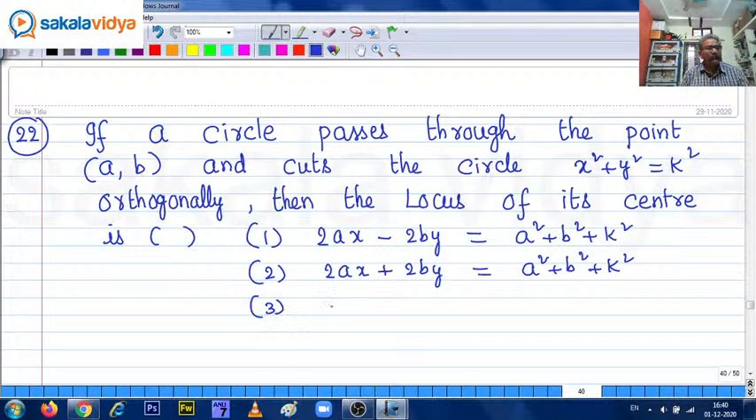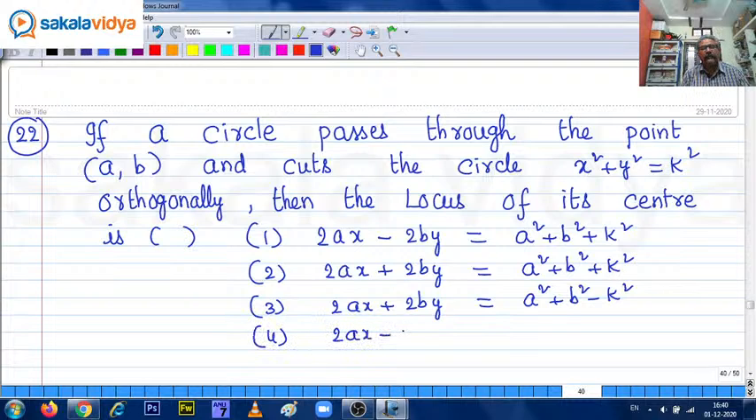Third option: 2ax plus 2by equals a square plus b square minus k square. Option 4: 2ax minus 2by equals a square plus b square minus k square.